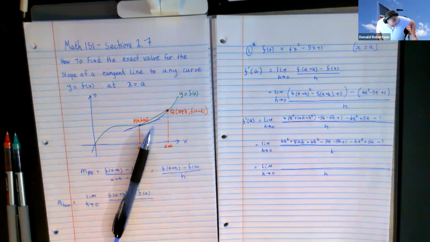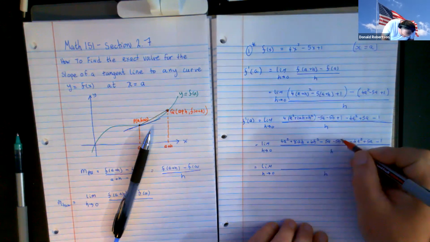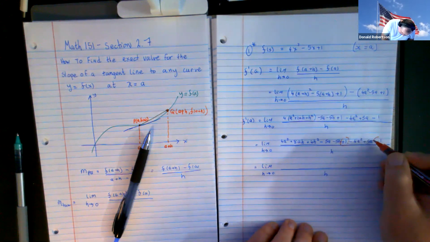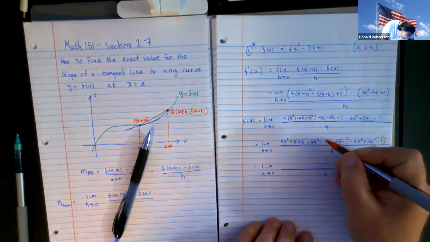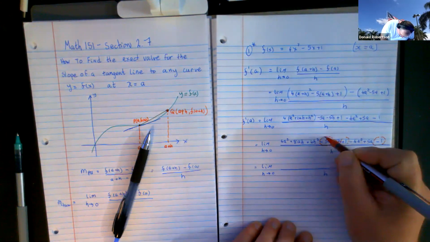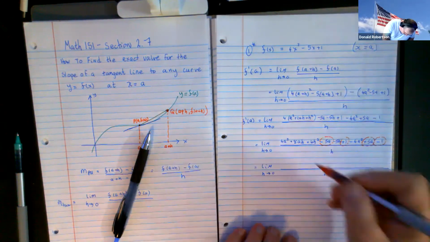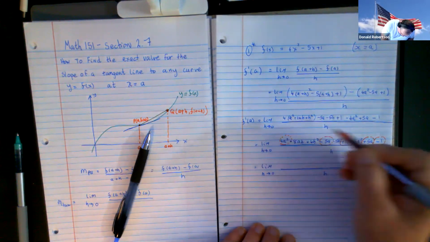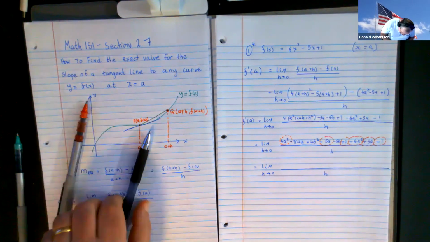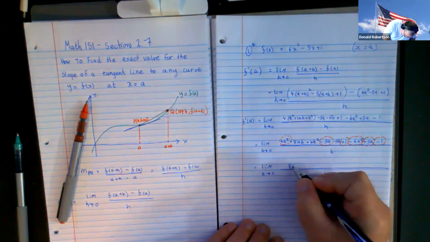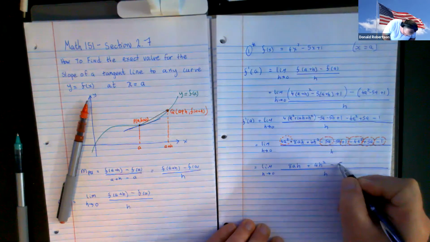Okay, let's see what we can do when we collect like terms. Do you notice that that number plus 1 gets killed off with that negative 1? Did you notice that this negative 5a gets killed off with that plus 5a? Did you notice that that 4a squared gets killed off by that negative 4a squared? And the only things that are left alive are 8ah, 4h squared, take away 5h.